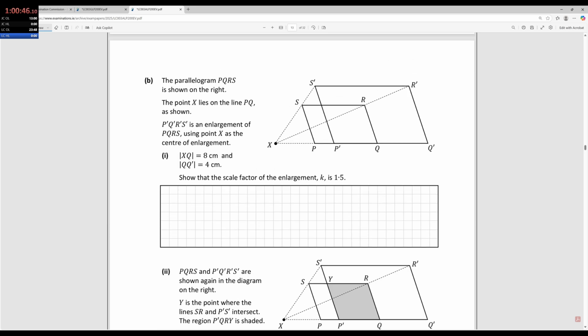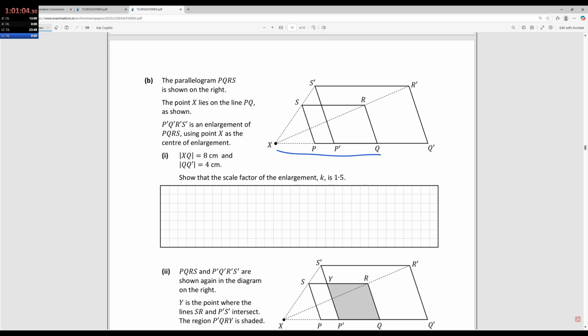The parallelogram, this is the honors, the parallelogram PQRS is shown on the right, a point lies on the line PQ. It's an enlargement. Again, enlargements is something that I was just saying, it's so rare that it comes up, but there we go. X to Q is 8, and Q to Q dash is 4. Q prime, show that the scale factor of enlargement is K.